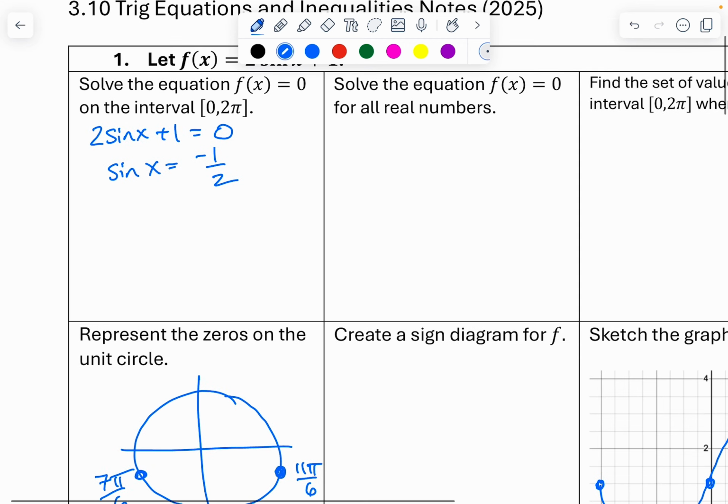They said solve the equation on the interval 0 to pi over, I lied, from 0 to 2 pi. Let's see if I can talk today. That means we get 1 time around the circle, and that's it. So our answers would be 7 pi over 6 and 11 pi over 6, and we're done. Then we can extend this to say, find for all real numbers.